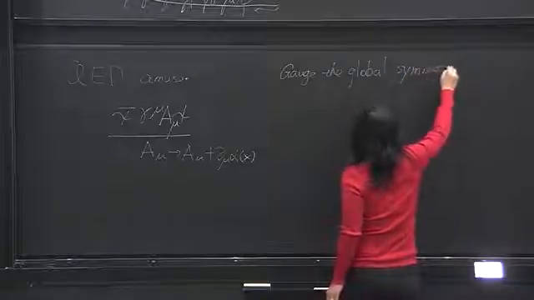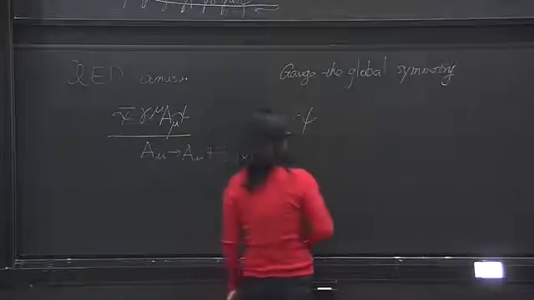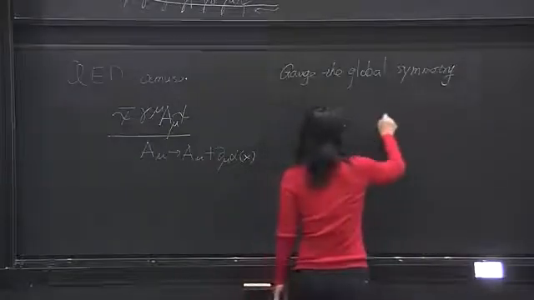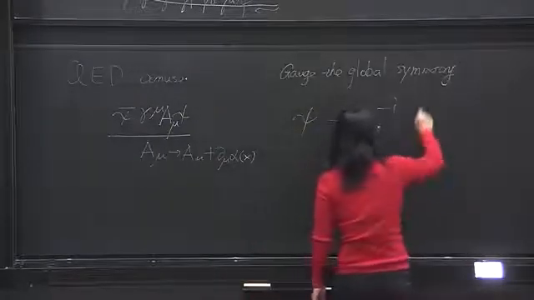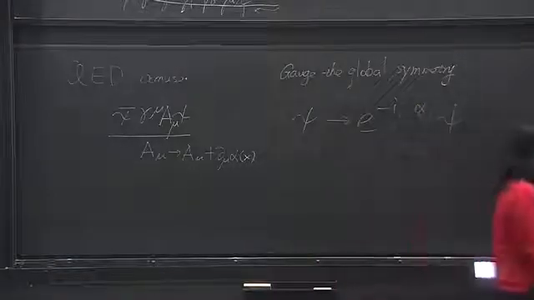So we do have a global symmetry. Psi goes to e to the minus i alpha psi. It's a symmetry we just showed. It's a good symmetry, and it even gives us a current, as Noether tells us.